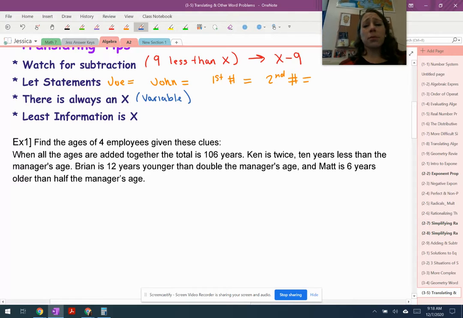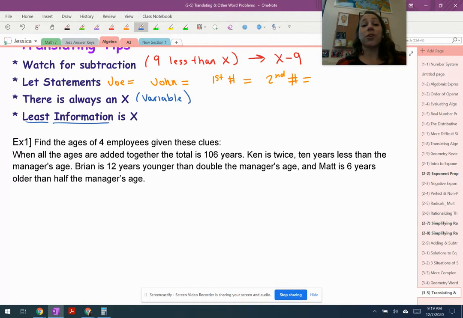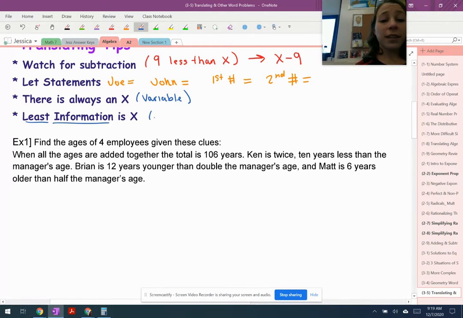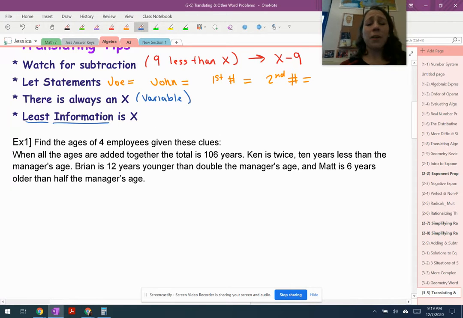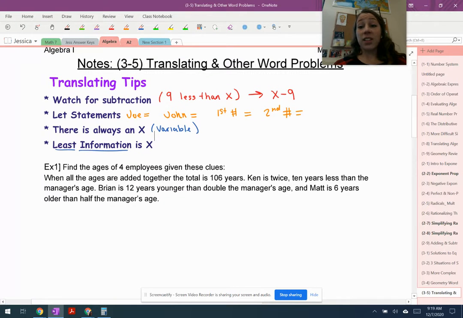And it just so happens to turn out that the expression that you have the least information on is usually the X. The person or the thing that you have the least amount of information on, or there's no sentences about, that's the one that is typically your starting point or your X. This is kind of like, I don't even have anything extra to add on to that. So we'll take a look at this first example.